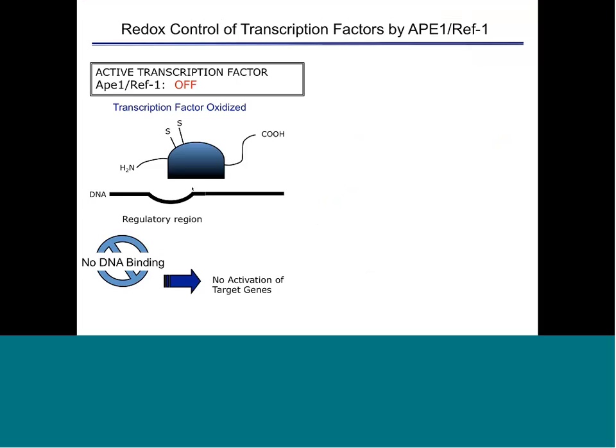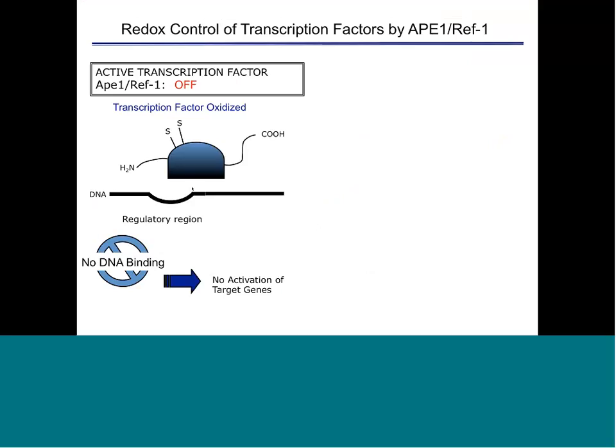Now this slide is just to tell you a little bit about the protein that we study in my lab. It's called APE1 or REF1, and it has two names because it was first discovered as a DNA repair protein, which is the APE1, AP endonuclease 1, and it functions in the base excision repair pathway. REF1 is the function that we're going to focus on today, and that stands for redox factor 1, and that is involved in the redox control of transcription factors, as you can see on this slide.